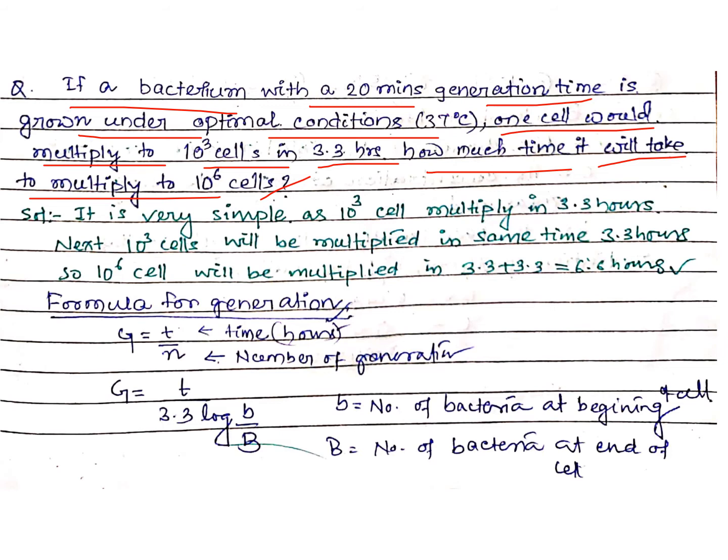But we can also use a formula that is very useful for calculating the generation time. G, the generation time, is equal to the total time taken in hours divided by N, the number of generations. How should you calculate the number of generations? You can use N equal to 3.3 log b upon B. What are small b and big B? Small b is the number of bacteria at the beginning, and B is the number of bacteria at the end. You can use this formula also to calculate this kind of question.